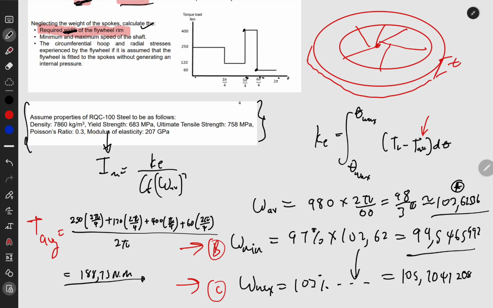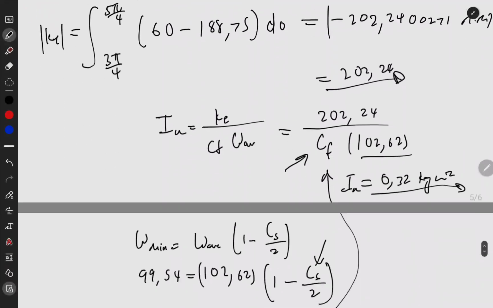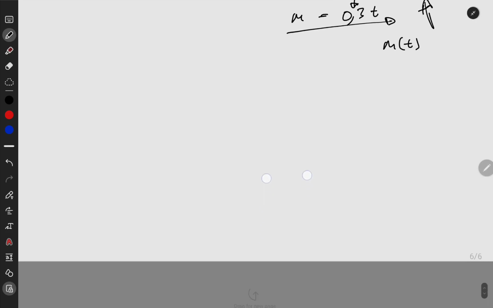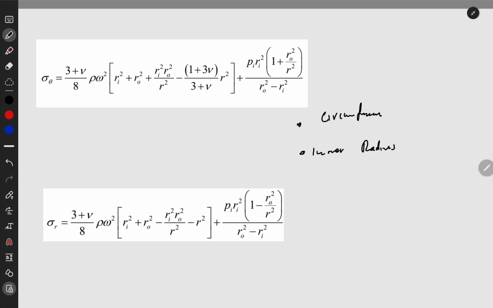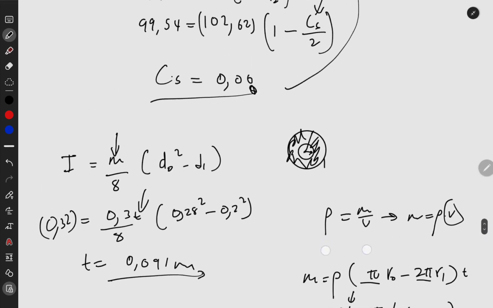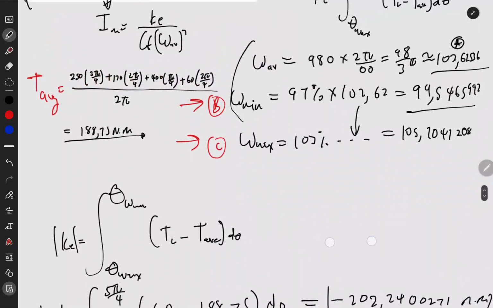Minimum and maximum speed of the shaft, I think we've answered that with these, and then circumferential hoop and radial stresses, without a fit to the spoke, without generating an internal pressure. So there are very long formulas for that. I'll just take them and plug them here, and then we discuss what goes where, then you can plug them. So the question, let me go reference it again.